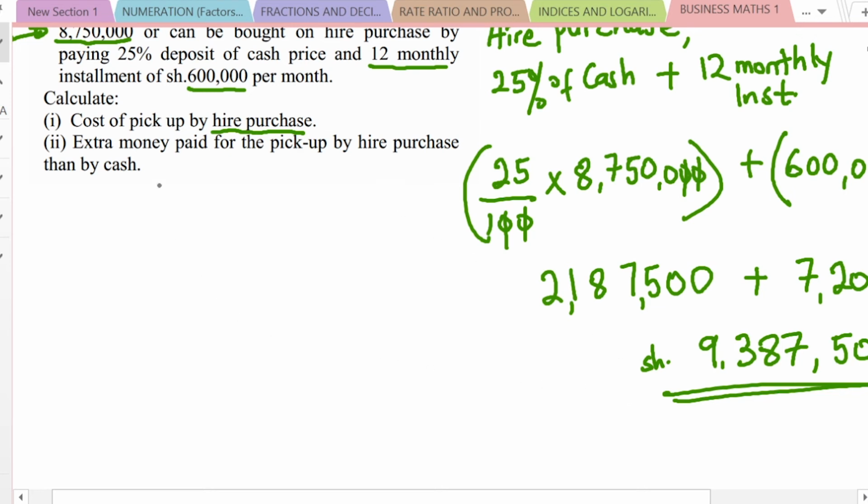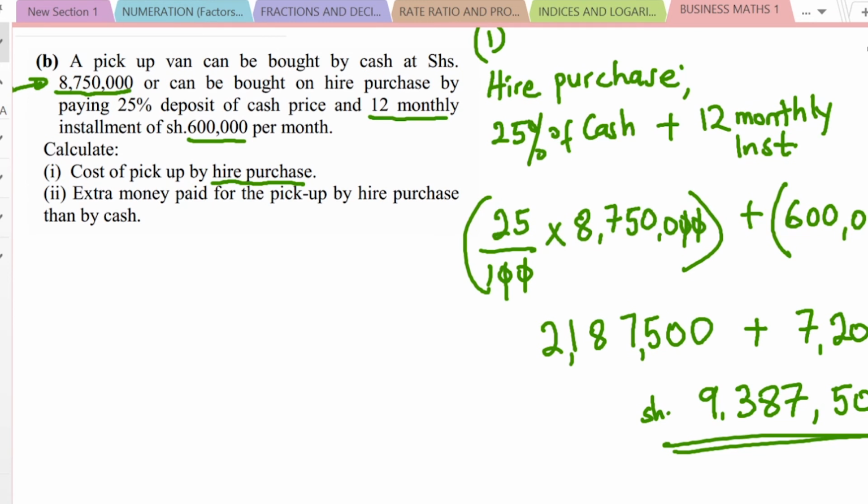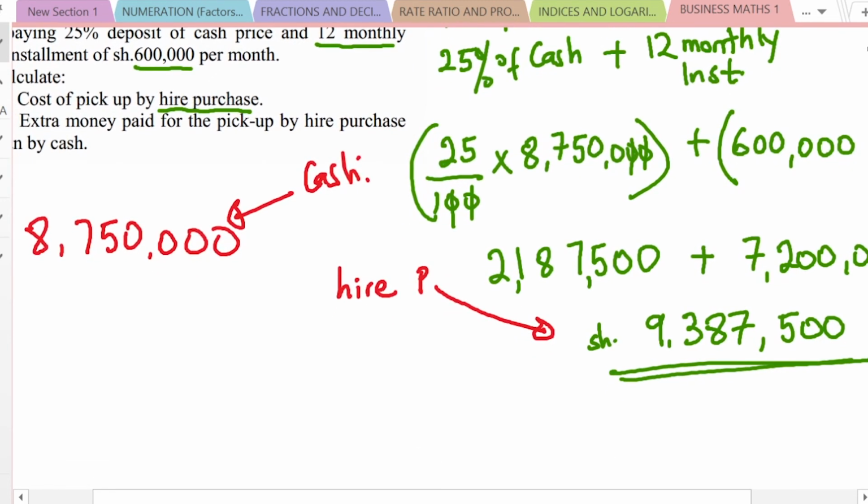Of course, if we are to buy this thing by cash, we shall pay just 8,750,000. This is by cash. Then by hire purchase, we shall be paying that much, which is 9,387,500. So the question is, how much extra money shall be paid for the pickup by hire purchase?